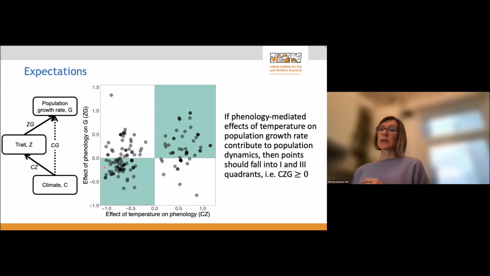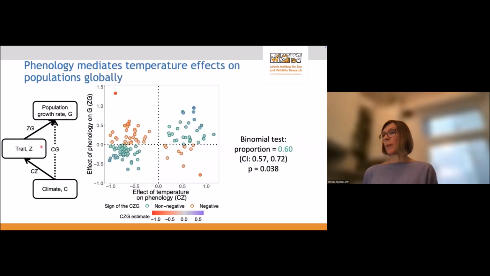We again talk about CZG as a product of these two slopes, and I highlight that we include all the CZG is supposed to be non-negative. So we do not only look at the positive effects, but also of a CZG being 0. We do not consider that only positive trait-mediated effects of climate on population dynamics are beneficial, because the trait can change in response to changing climates such that population numbers will be kept stable. So there will be no effect of trait on population growth rate, and therefore CZG would be 0.